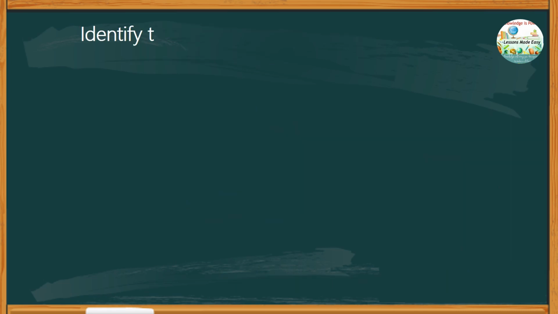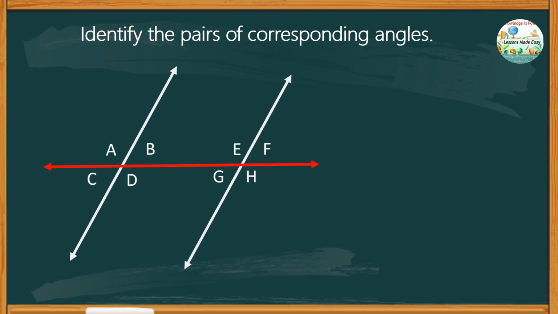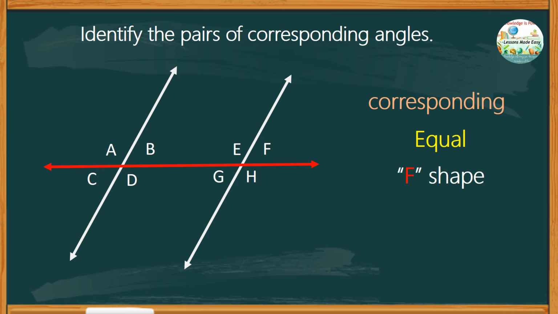Identify the pairs of corresponding angles in this illustration. You can always pause this video should you need to write down the pairs of angles. So let's start by reviewing the facts about corresponding angles. As we've been saying, corresponding angles are always equal, and corresponding angles make an F shape. I think the description can help us identify the angles quickly. So can you see an F shape in this illustration?